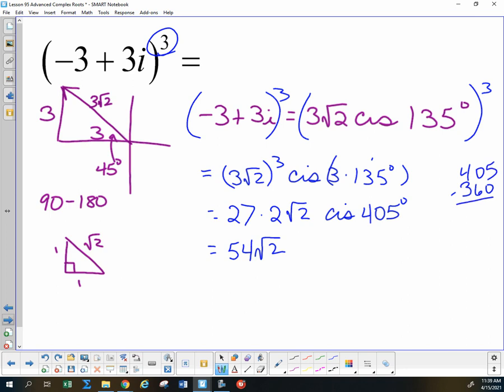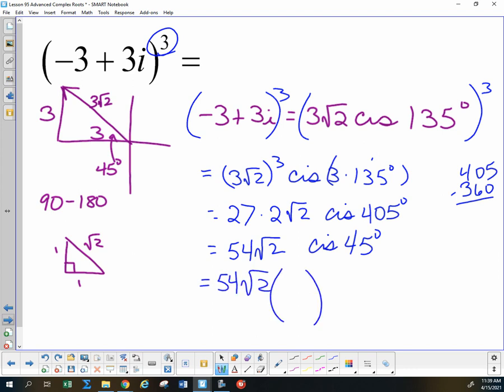So 405 is equivalent to what, Nate? 45. So 45 degrees. Is 45 degrees an angle where I know sine and cosine? So I'm going to substitute in and get an exact answer. I'm going to say 54 root 2.